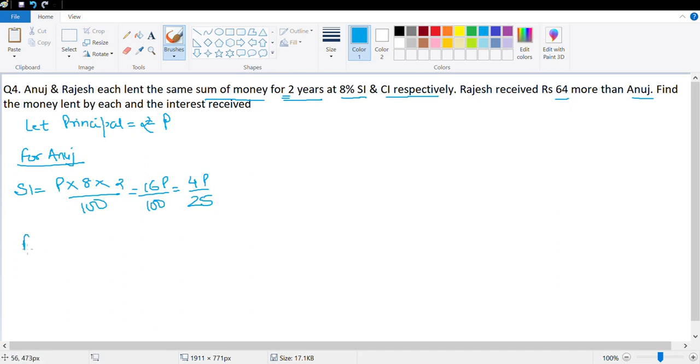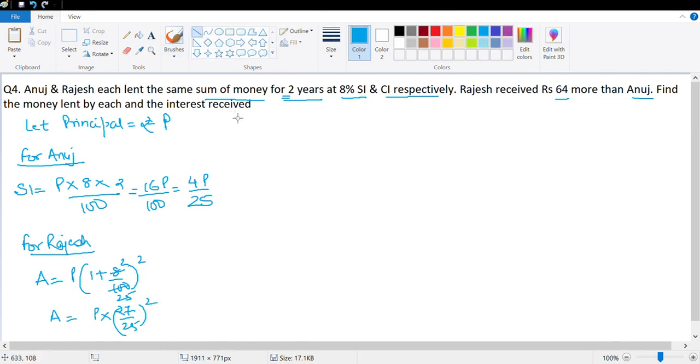So for Rajesh, what we know is amount will be equal to principal times (1 plus r, 8 upon 100) raised to the power 2, 4 into 2, 4 into 25. Amount will be equal to p times (25 plus 2) upon 25, that's 27 upon 25 whole square. So that's the amount for Rajesh, which means the numerator is 27 square. 27 square is equal to 729.